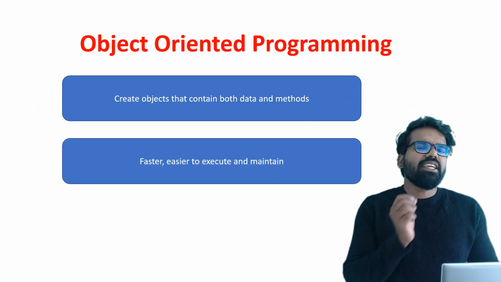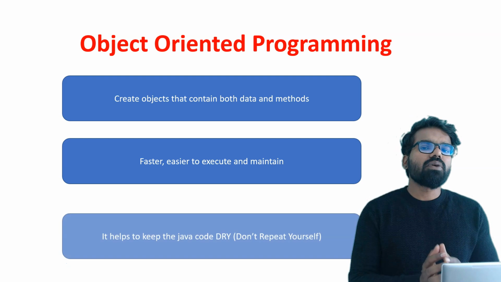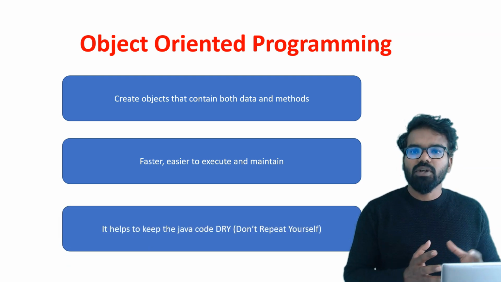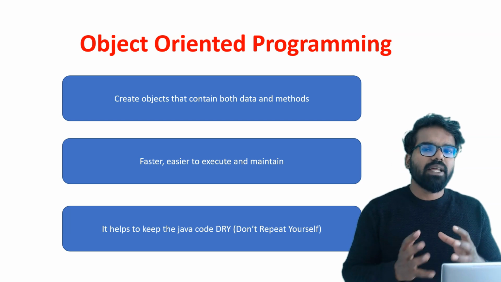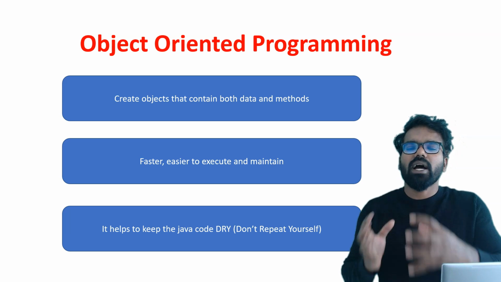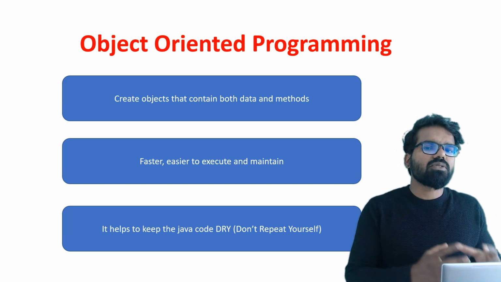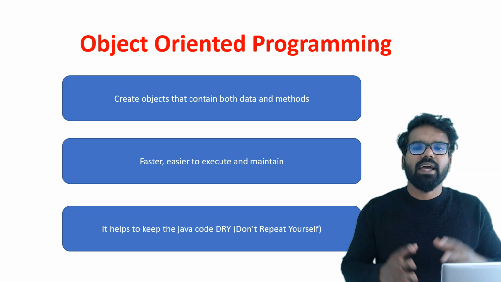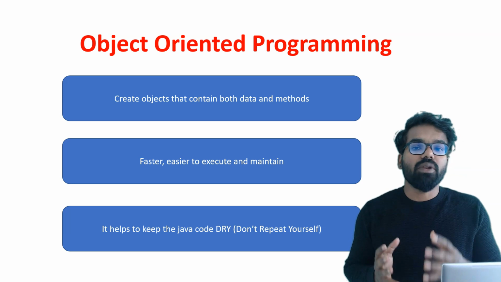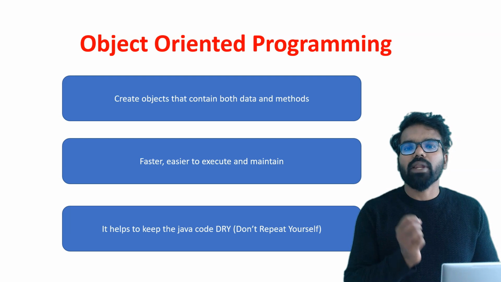Generally, it is easy to maintain and faster to execute. Third, it helps to keep the Java code DRY. It means don't repeat yourself. We already know this concept: you don't want to reinvent the wheel and build the same source code again and again in different places. Instead, you can keep the source code at a common reusable place and then it can be invoked at different places. That's what we call don't repeat yourself. And Pega does use these object-oriented programming concepts.